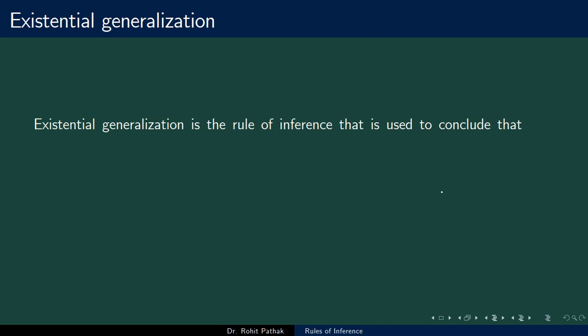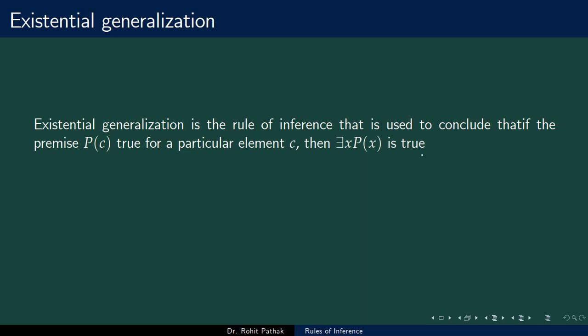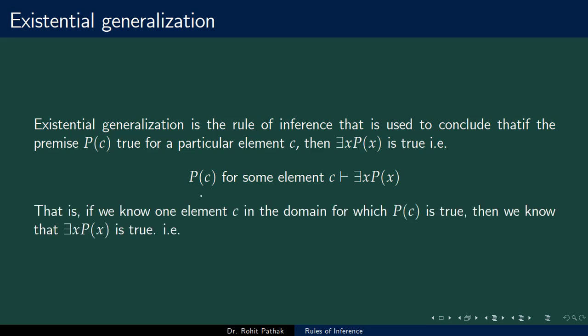Then what is existential generalization? Existential generalization is the rule of inference that is used to conclude that if the premise P(c) is true for a particular element c, then there exists x P(x) is true. So here, P(c) for some element c in the domain, then the conclusion is there exists x P(x). That means if we know that the premise P is true for some element c, then we can generalize it as there exists x P(x).